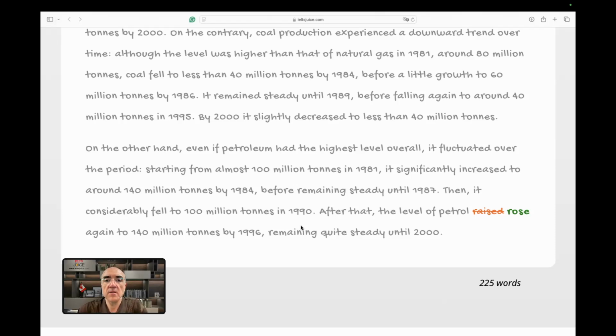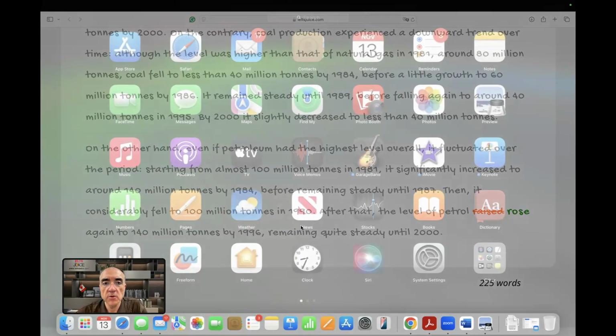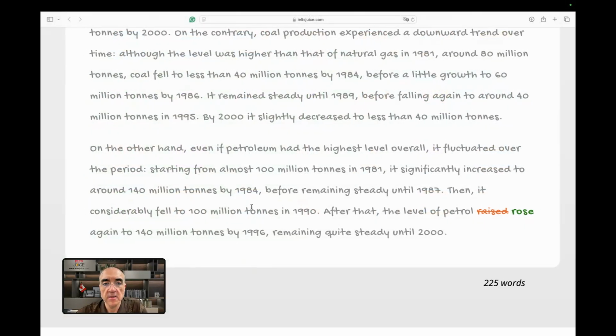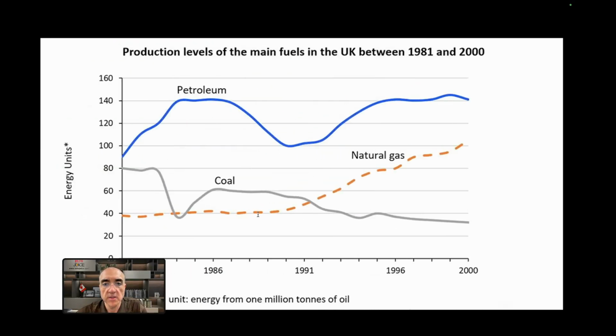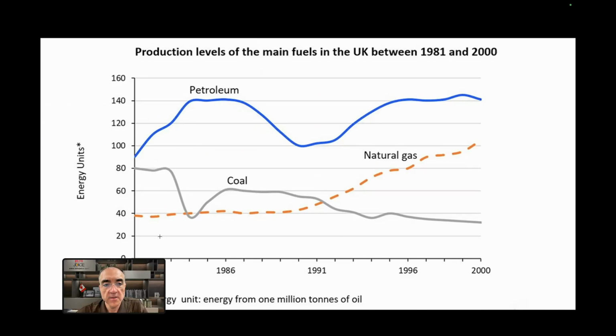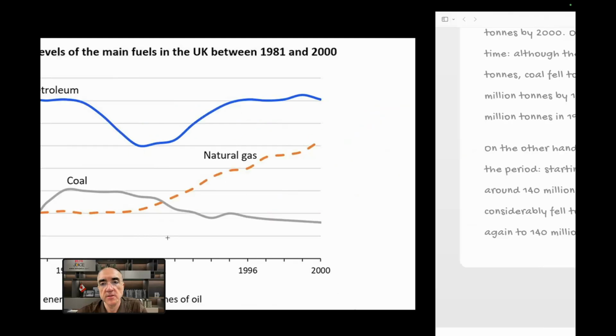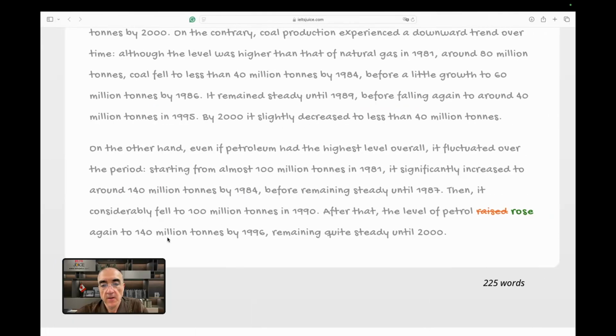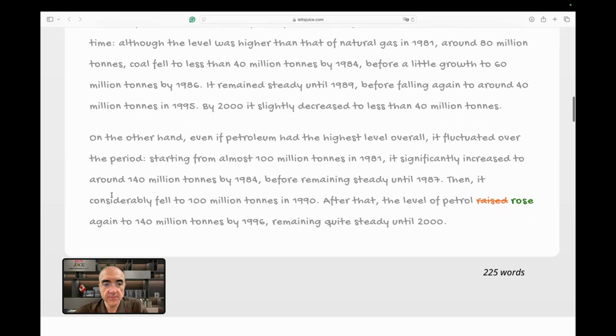This to me sounds like we ignored this fact that this, if I can bring this back, yeah, this is not 40, for instance, million tons. This is 40 energy units. Okay, that was a blow. On the other hand, even if petroleum had the highest level overall, it fluctuated over the period. Okay, fair.